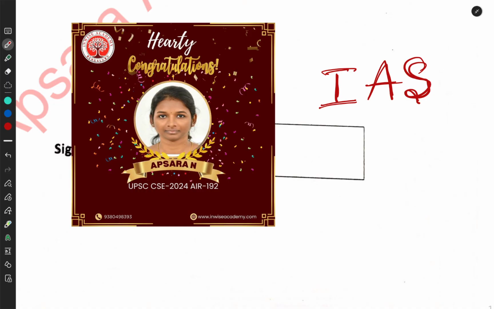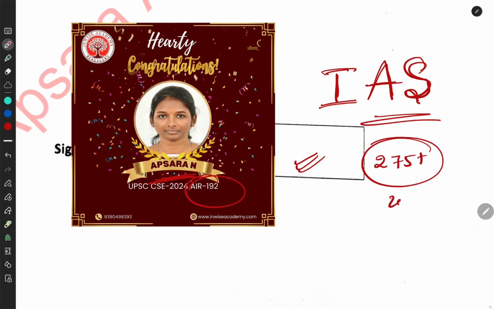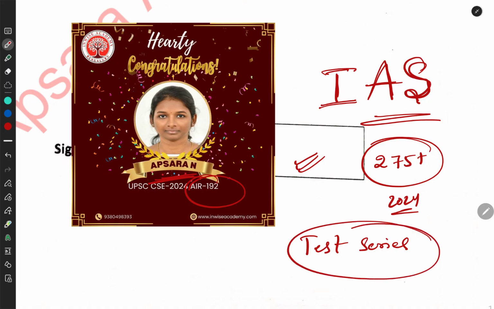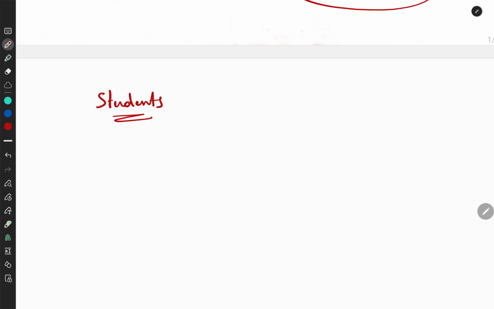Today we have a golden opportunity to learn directly from a topper's answer copy. The topper here is Apsara N, IAS, All India Rank 192. She got around 275 plus in Agri Optional in the 2024 mains, and she is our test series student. I am directly taking her copy and will explain the 15 techniques to you. Got it? Fine. So without any delay, let's start.